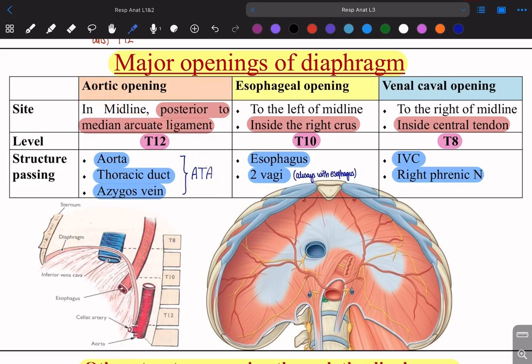Now, what else do we need to know? Remember the vertebral levels we took in the first lecture? We need to know the vertebral levels for these openings now. How are we going to remember them? We're going to remember them in a simple way.